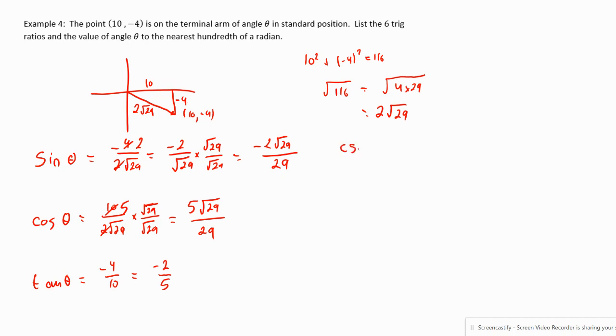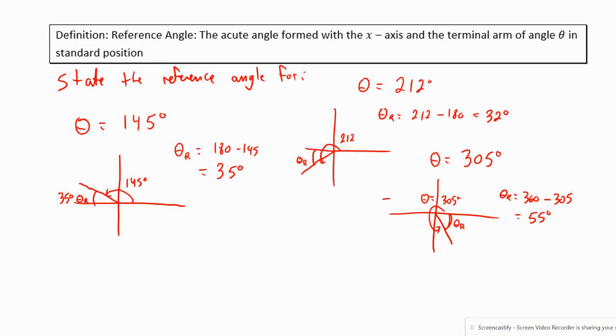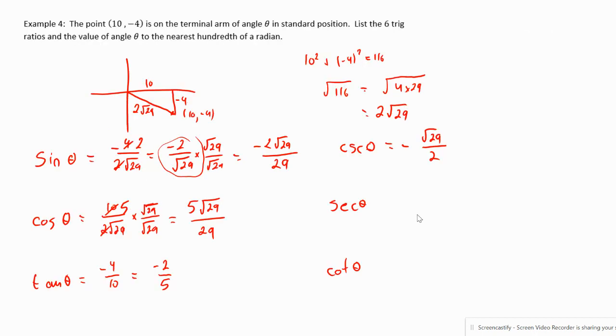All right, for the reciprocal ratios, we're just going to take the reciprocals of these guys. So we have cosecant, secant, and cotangent. Now, rather than flipping the simplified version, I'm going to flip this version over here. It's going to be much easier because then I just have a root 29 on top, and I'm already rationalized. Same thing over here for the secant. I had 5 over root 29, so I'm going to make this guy root 29 over 5. And cotangent is going to be negative 5 over 2. Okay, so there's my three reciprocal trig ratios as well.